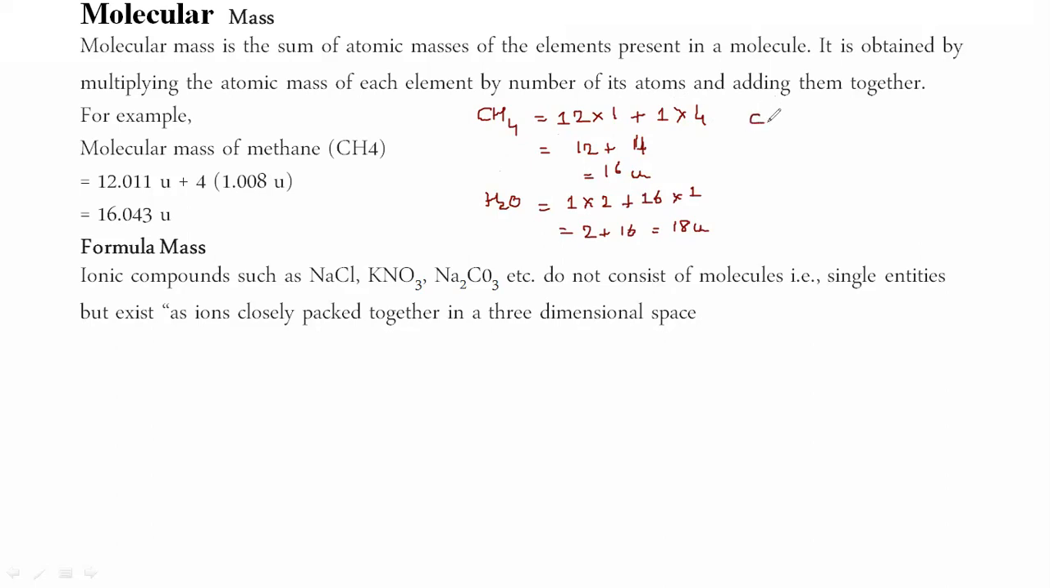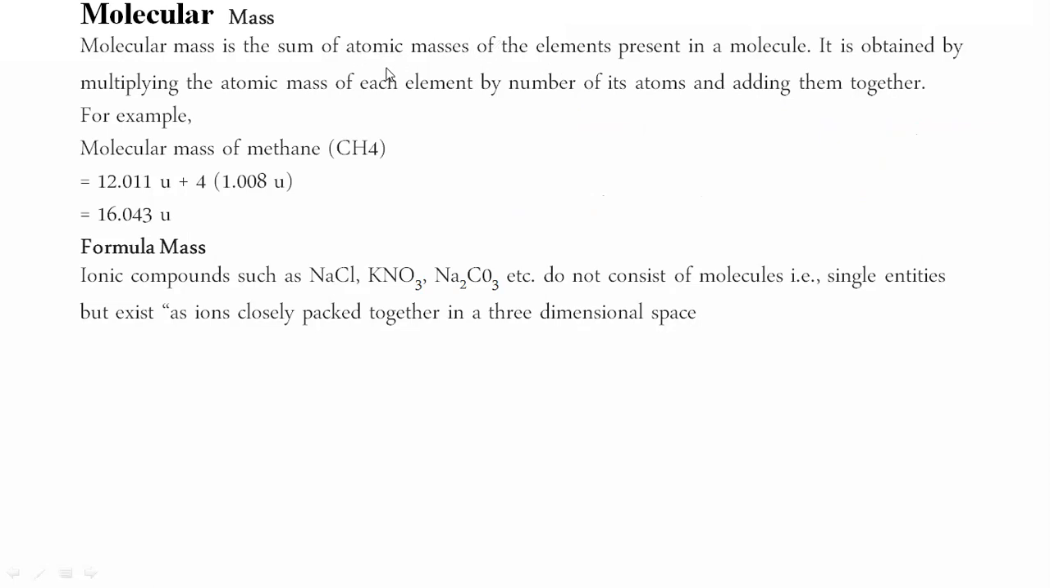Another example, C6H12O6. What is the molecular mass? The atomic mass of carbon is 12 into 6 carbon atoms. Hydrogen is 1 into 12 hydrogens. Oxygen is 16 into 6. So it is 72 plus 12 plus 96. So how much do you get? 180 U. So this is how we calculate molecular masses. Molecular mass is the sum of the atomic masses of the elements present in a molecule.